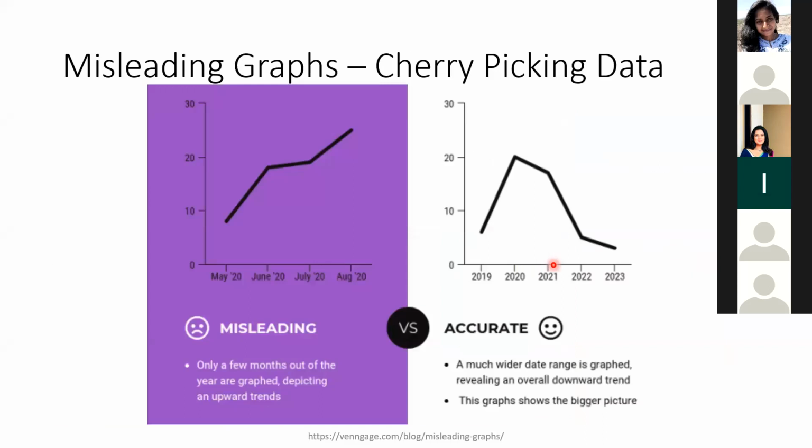So here another example. In this case, the cherry picking data I'm using. If you focus only on like 3-4 months, you can see there's an upward trend, but the real picture is actually there's a downward trend, right? So we have to be careful when we are presenting data.